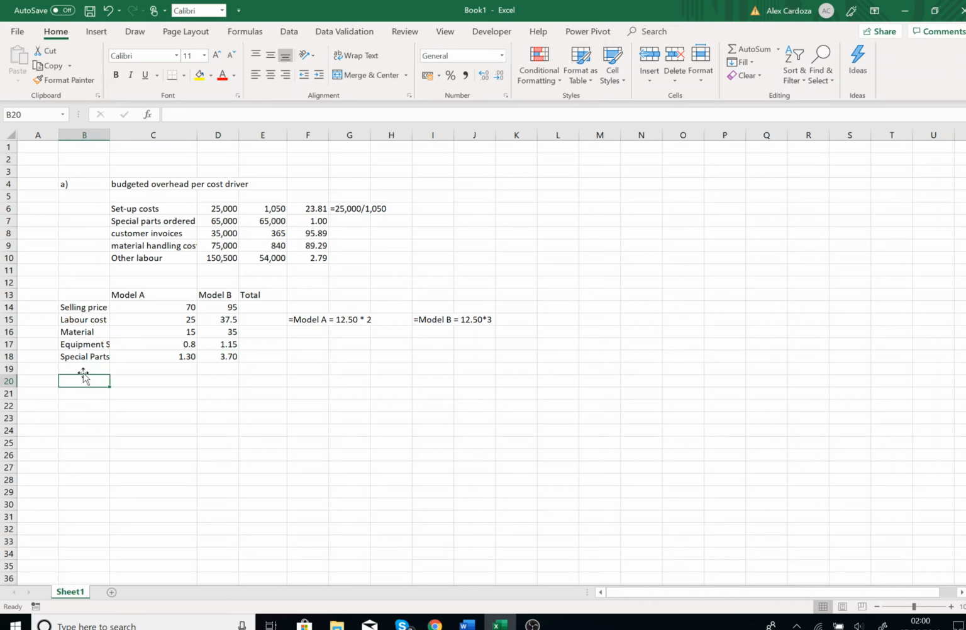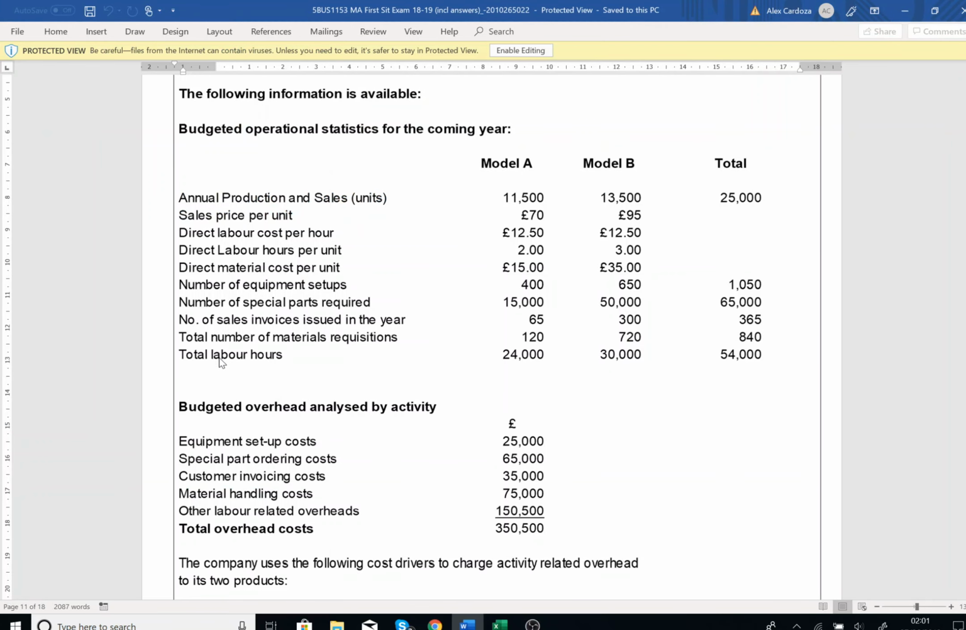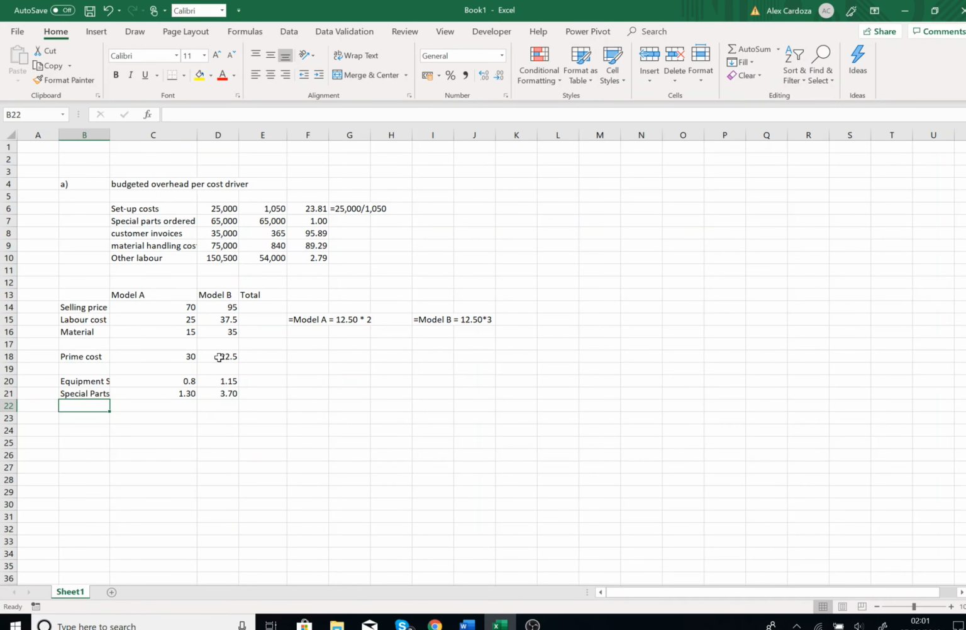And actually I want to show you something that you should do. So that should be your prime cost, because that's your contribution. So you're doing the prime cost. You do that minus that. And your special parts. So we've got customer invoicing costs. So we do invoicing.